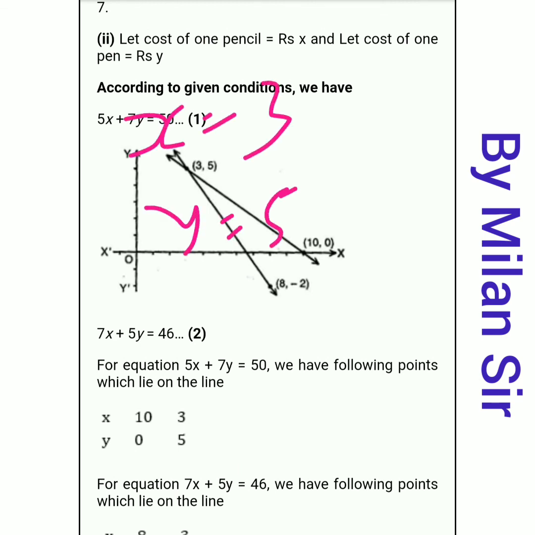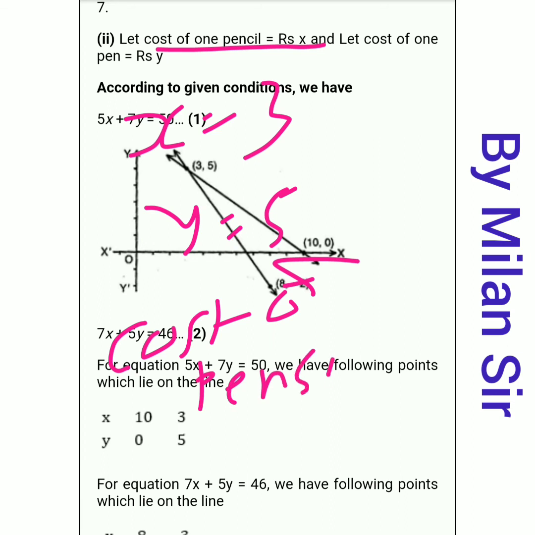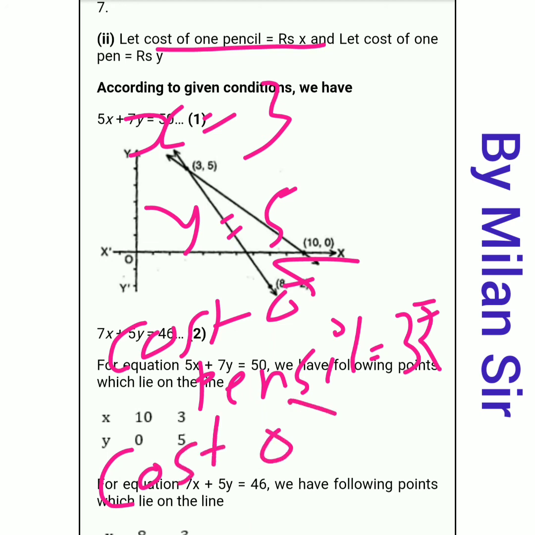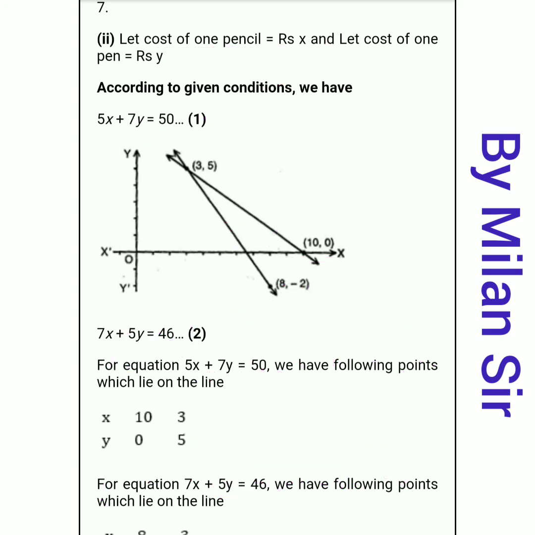Now x means the cost of a pencil. So the cost of a pencil is equal to 3 rupees, and the cost of one pen is equal to y, 5, so 5 rupees. Okay, the cost of one pencil is equal to 3 rupees. The cost of one pen is equal to 5 rupees. This is our final answer.